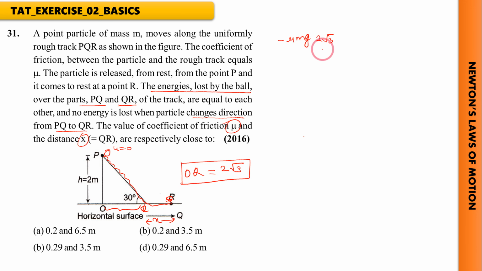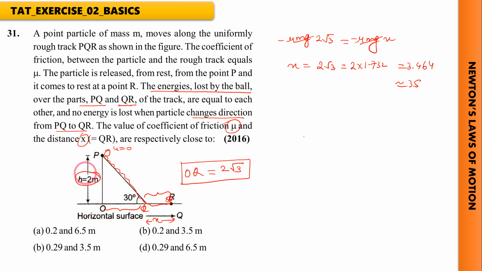I am using the work done by the friction in part PQ, which is equal to mu mg, the friction force in part QR, that is x QR. Now mu mg will cancel out, and x is coming as 2 root 3. If we solve it further using 1.732, we get 3.45, which is approximately 3.5. Now further, how much was the total energy?